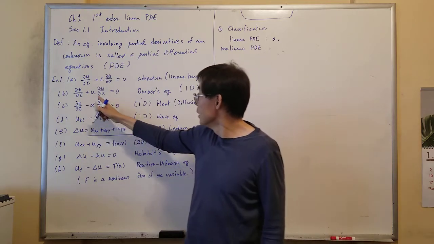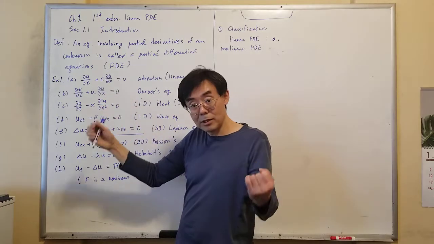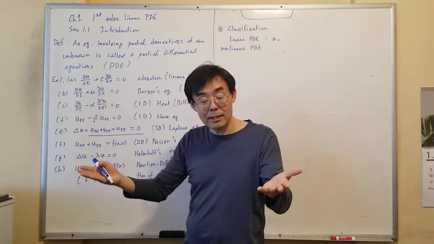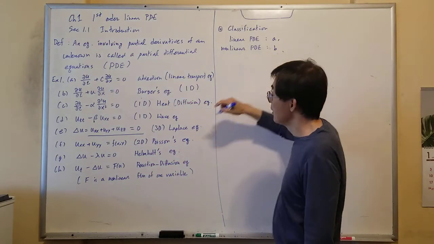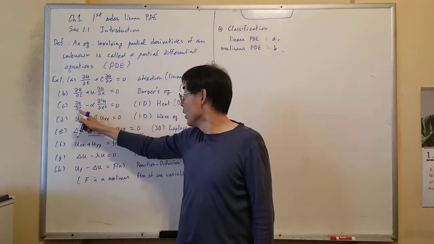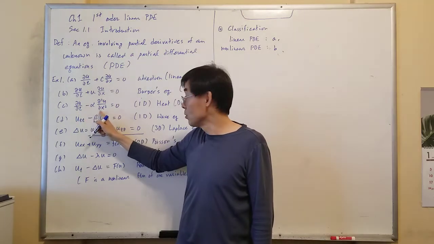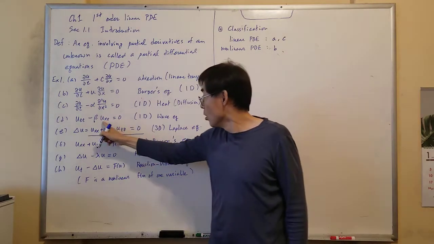A: u times round this. The unknown and another unknown thing multiplied, just like x times y. That's not a linear term. Non-linear. C: well, the unknown's partial derivative, unknown partial derivative, linear combination. So this is linear. Also linear.